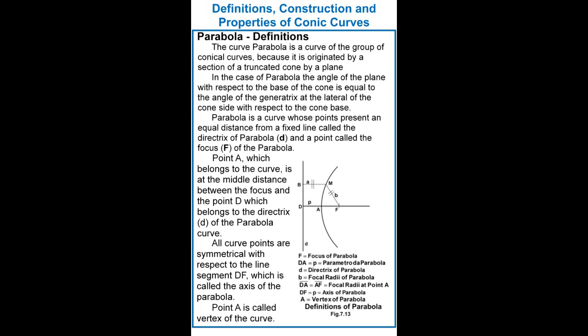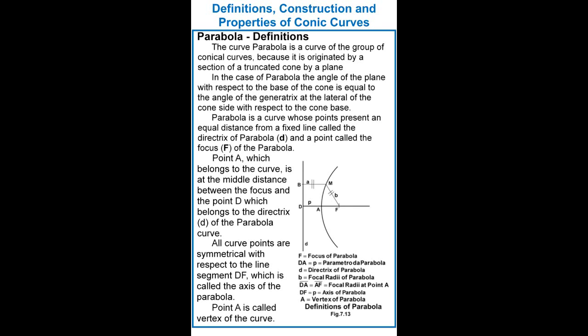In this first slide of this fourth class and last class of Chapter 7, which is the last chapter of this course of Basic Geometry, a parabola curve is presented in figure 7.13. The parabola curve is a curve of the group of conic curves, since it originates from a section of one cone truncated by a plane. In the case of the parabola, the angle of the plane with respect to the base of the cone is equal to the angle of the generatrix of the side of the cone with respect to the base of the cone.